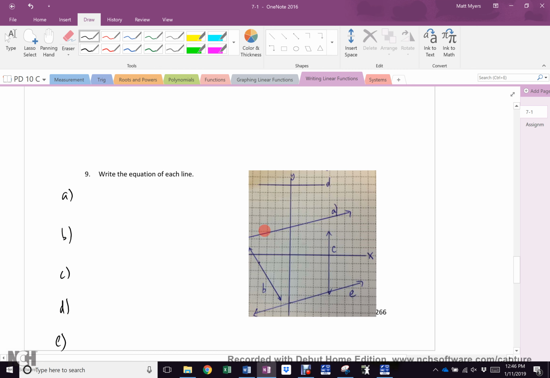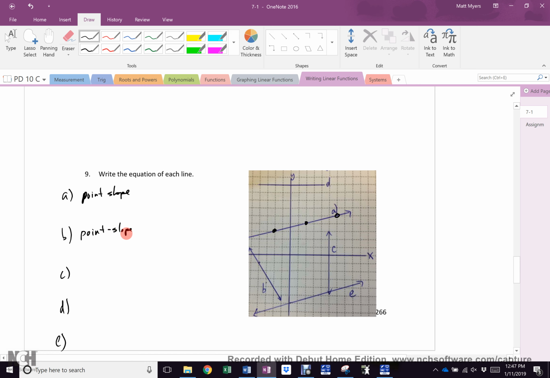For line A, what would you use? You would use point slope. Why? Because there's all kinds of points available to you. Yes? And what about the y-intercept? Is it exact? No. So you're going to use point slope. What are you going to use for B? Point slope. Because you don't have a y-intercept again, but you have points and a slope.